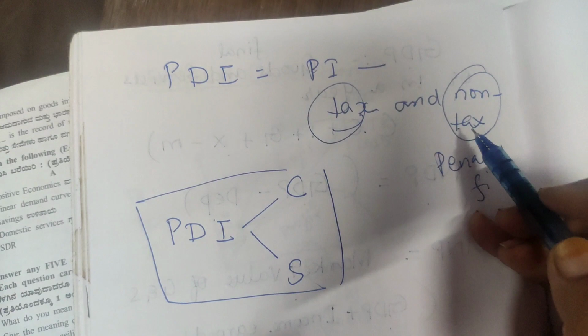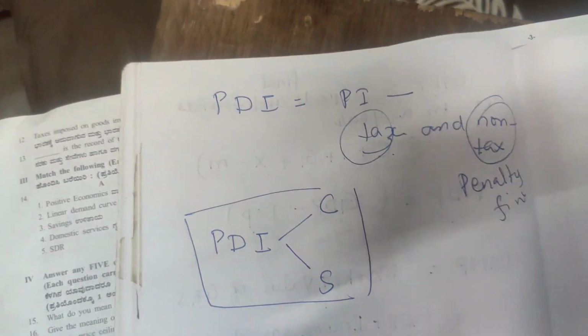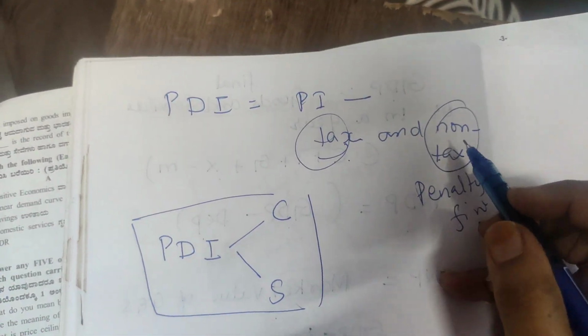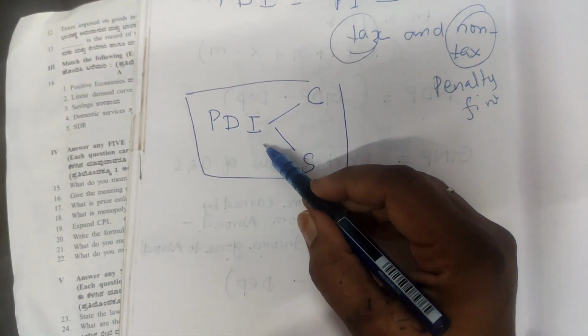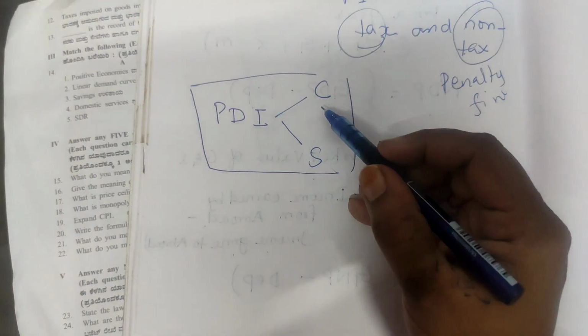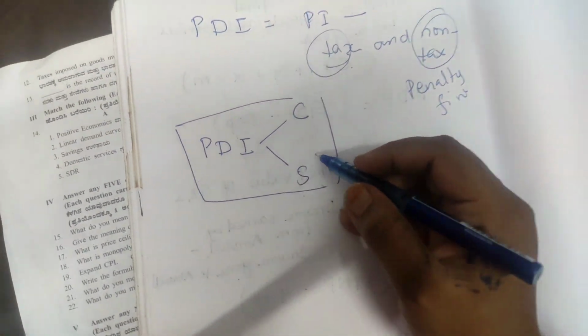tax and non-tax payment. So tax is any kind of tax: income tax, wealth tax, whatever it is. Non-tax is the penalty and fine. So this is the personal disposable income, where every individual chooses whether they want to consume or save, and as per that they can spend and they can save.